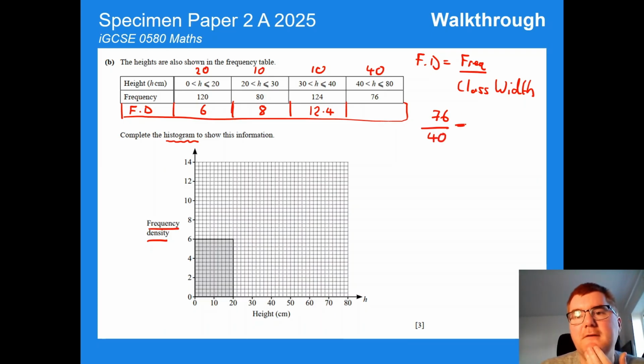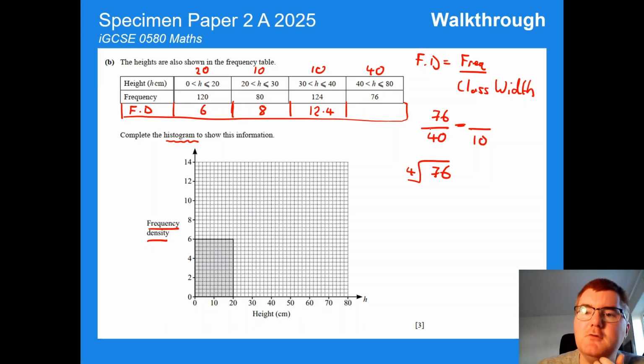Again, we can just simplify this down. 4 goes into both, so that's 10. Again, if you can't see this straight away, you can always just do some division. So 4s into 7 go 3, remainder 1, so 34. Okay, so it gives you 3.4.